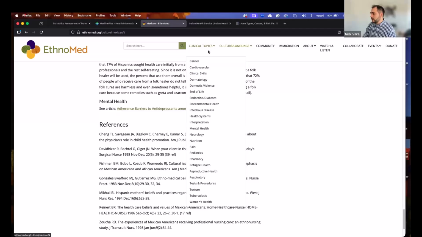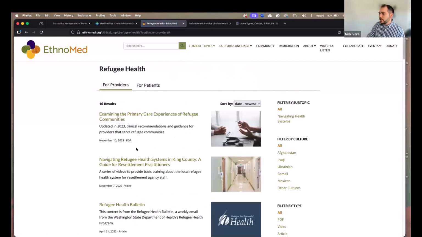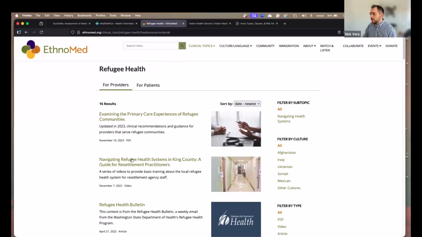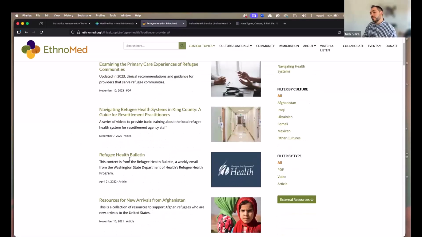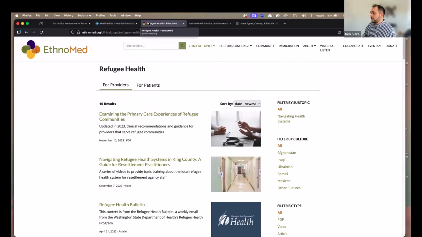And you can also come over here and look at the clinical topics as well, which is right next to the cultural and language. And we can come down and we can actually look at refugee health as well. And there's different resources on this, as well as a bulletin that is going to be really important. It even shows you when it was last updated. So if you do work with these types of communities, I encourage you to go in and take a look, see what's going on, and how you can better tailor your own communication to do that.